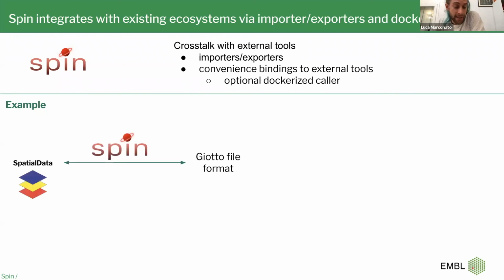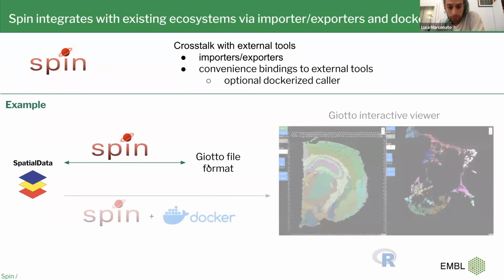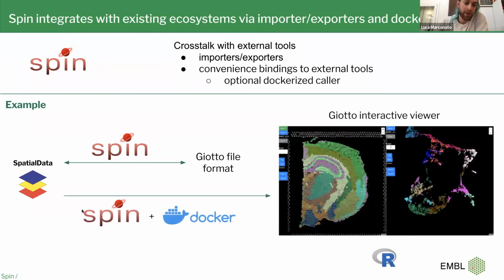And this is an example from spatial data. You may want to convert to Giotto, to then use Giotto, but you may also want to use the Giotto interactive viewer within SPIN without having to explicitly create an intermediate Giotto file. So we are exploring this link with Docker.